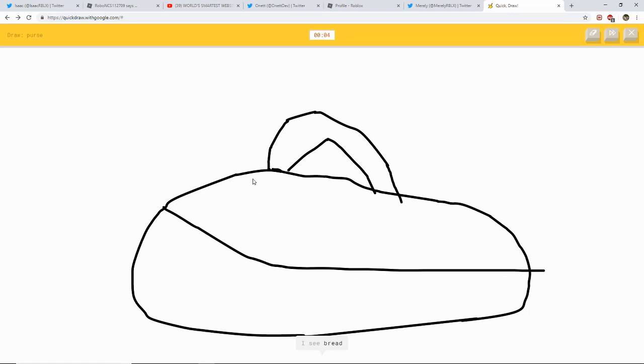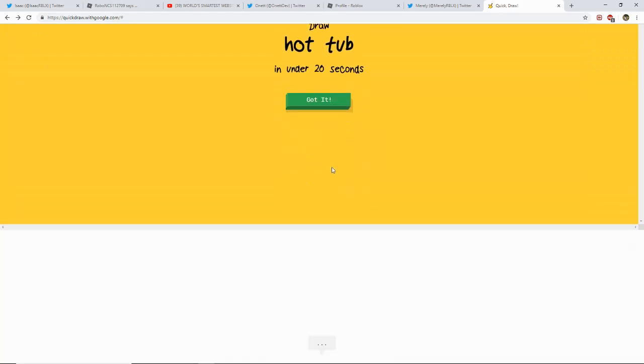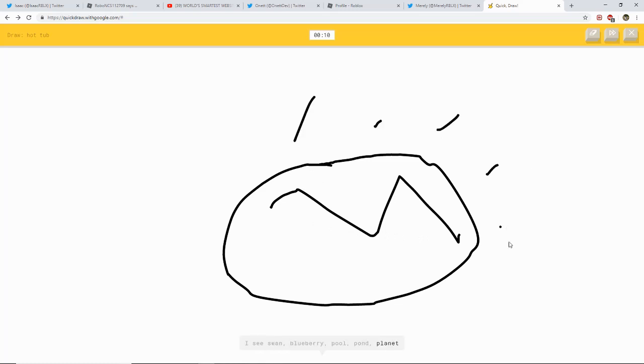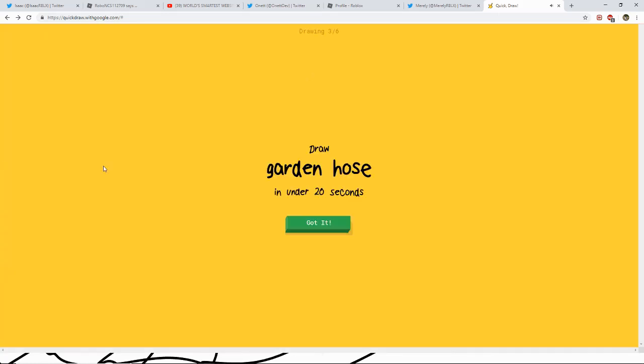I see bread. I see mouth. Or bottle cap. Sorry, I couldn't guess it. What? I see swan. Or blueberry. Or pool. Or pond. Or planet. I see bracelet. Or comet. Or alarm clock. Or moon. I see onion. Or pizza. Sorry, I couldn't guess it.